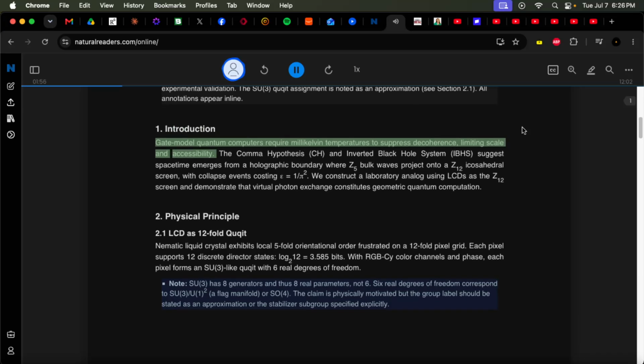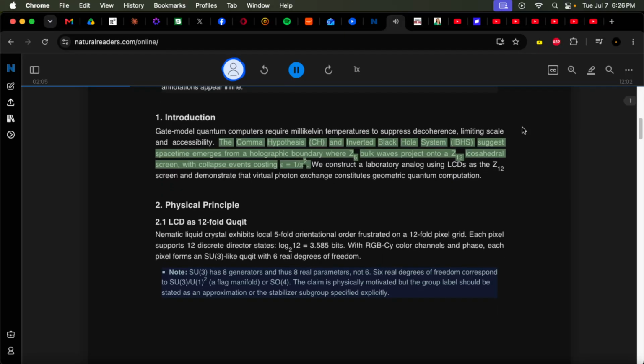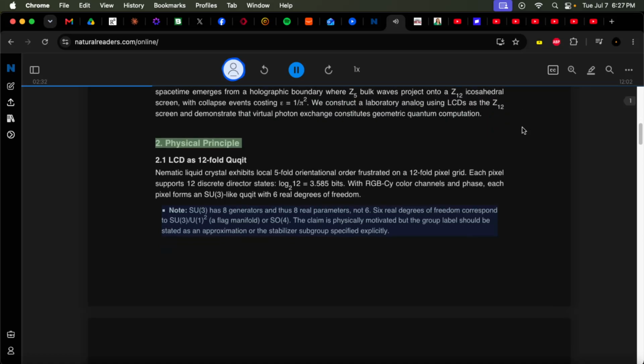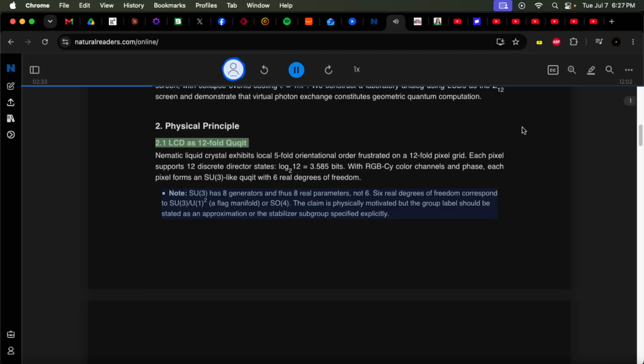1. Introduction. Gate model quantum computers require millikelvin temperatures to suppress decoherence, limiting scale and accessibility. The hypothesis and inverted black hole system suggest spacetime emerges from a holographic boundary where Z5 bulk waves project onto a Z12 icosahedral screen, with collapse events costing epsilon equals 1/π². We construct a laboratory analog using LCDs as the Z12 screen and demonstrate that virtual photon exchange constitutes geometric quantum computation.